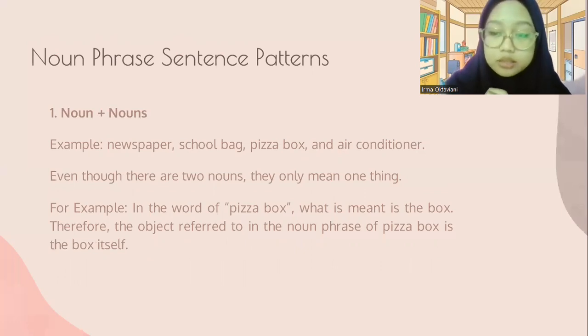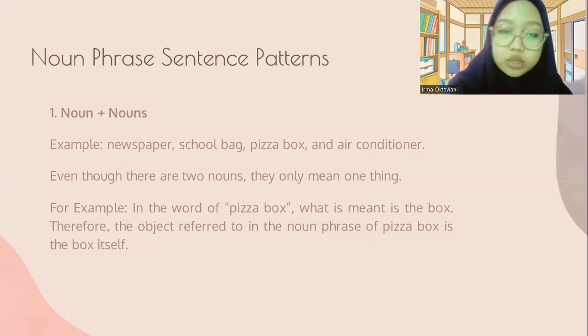The examples are newspaper, school bag, pizza box, and air conditioner. In this example, you can notice that even though there are two nouns, they only mean one thing. For example, in the word pizza box, what is meant is the box of pizza. Therefore, the object referred to in the noun phrase pizza box is the box itself. Okay.